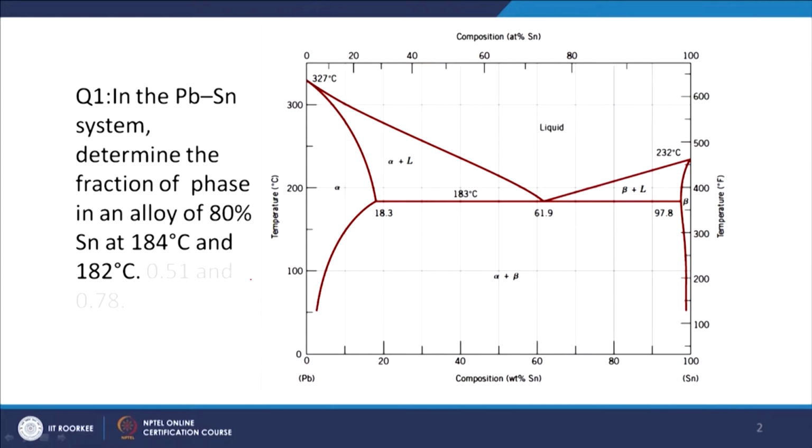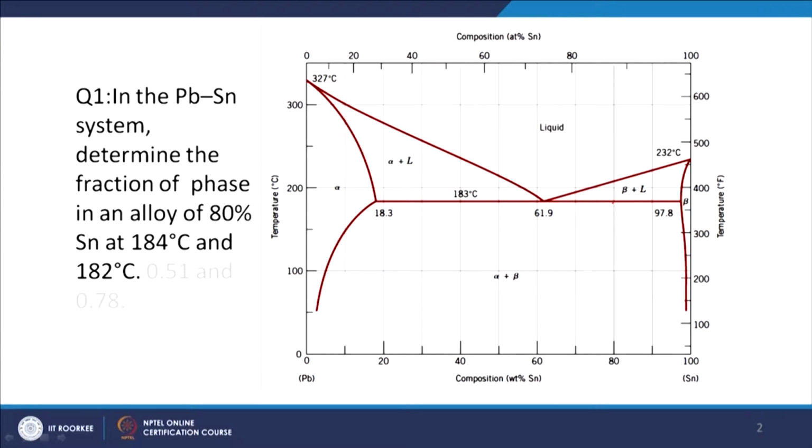As you see, this is the Pb-Sn diagram, and as you know your eutectic temperature is 183 degrees centigrade. So, for this 80% tin composition, you have to find just above this eutectic temperature and just below this temperature, what will be the fraction of phase in the alloy.